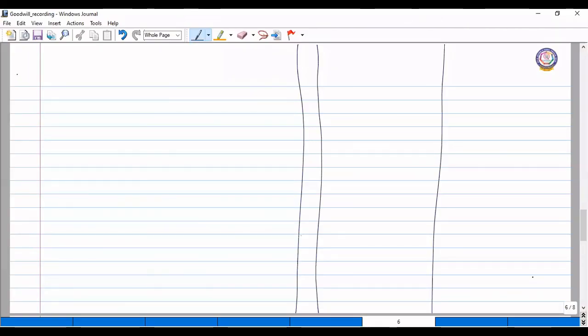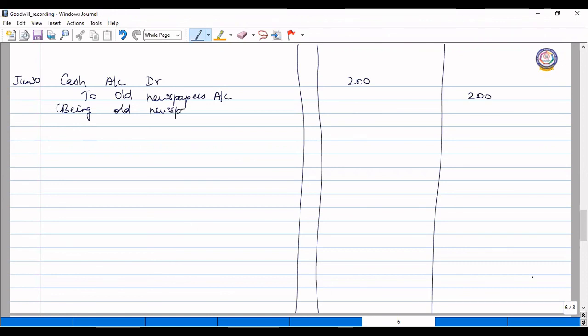On June 30th, we have sold our old newspapers for rupees 200. So we have received cash by selling our old newspapers. So debit cash account to old newspapers account. Okay, rupees 200. And mention in the narration that being old newspapers sold.